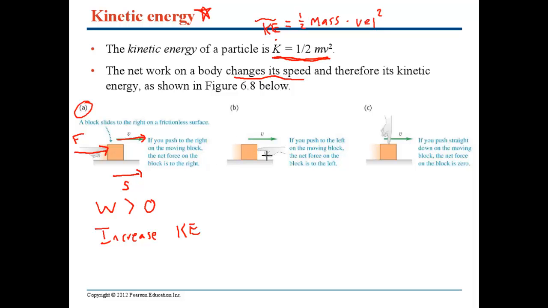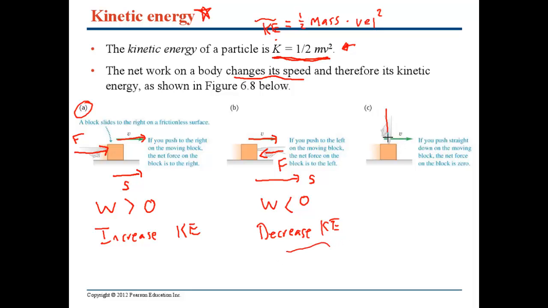If I take a block that is moving in the same direction and I apply a force to it in the opposite direction, the displacement is going to be in the same direction as the velocity. I know that the work is going to be less than 0. It's going to be negative. What that's going to do is decrease the kinetic energy of the box. It's going to slow it down. If I look at 1/2 mv squared, you know just kind of intuitively that your velocity is going to get smaller if you apply a force in the opposite direction. So you have decreased your kinetic energy.